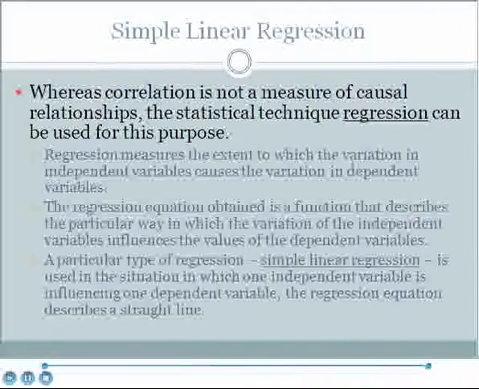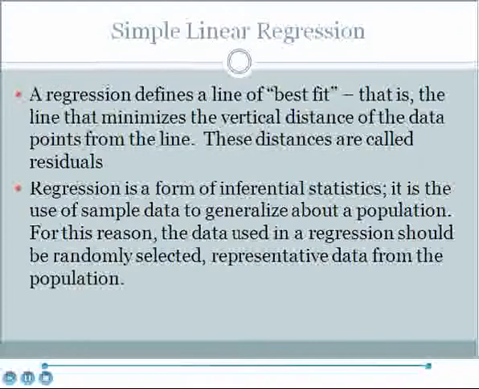A particular type of regression, simple linear regression, is used in the situation in which one independent variable is influencing one dependent variable, the regression equation describing a straight line. A regression defines a line of best fit. That is, a line that minimizes the vertical distance of the data points from the line. These distances are called residuals.